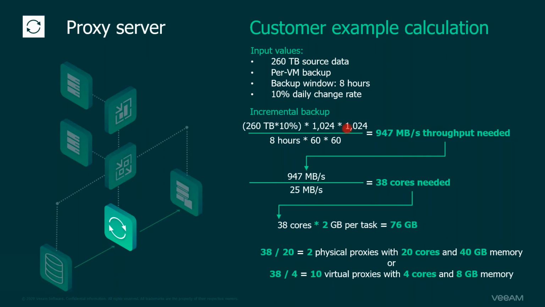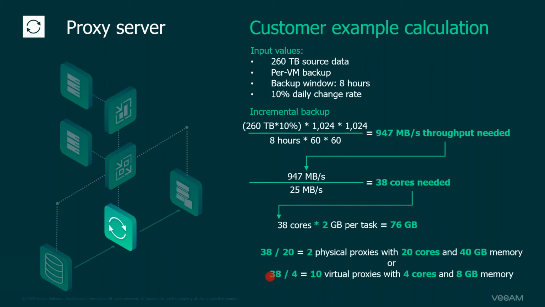Well, when we're looking at incrementals, we're essentially going to be taking our change rate, or 10% was what we estimated was our daily change rate. So 10% of our full backup size, our source data, multiplied down to megabytes with our backup window as well, 947 megabytes. Or we could have just taken 10% of that 9,470 megabytes we had for our full. But we'll divide this by the average processing rate of an incremental, and that will tell us we'll need about 38 cores. Multiply that by 2 gig of RAM, 76 gig of RAM needed.